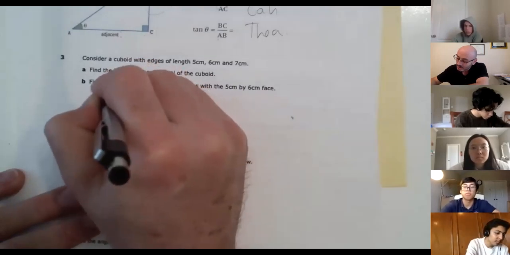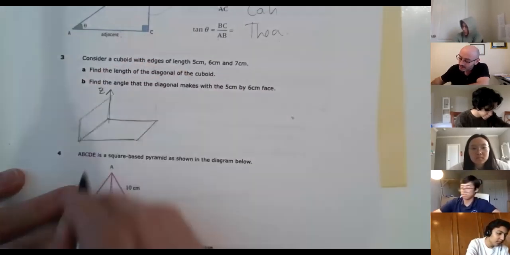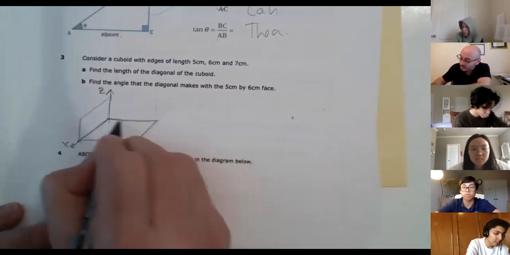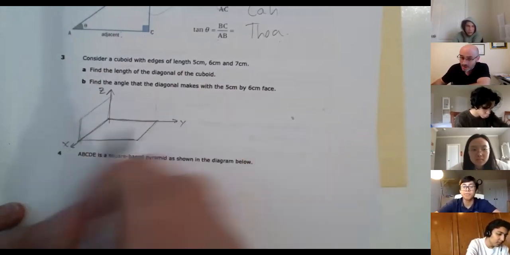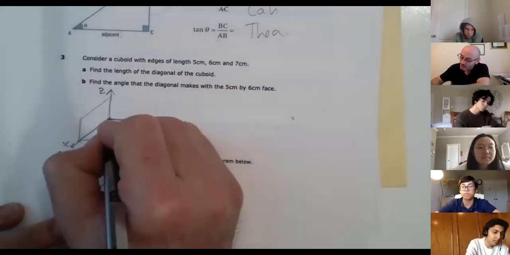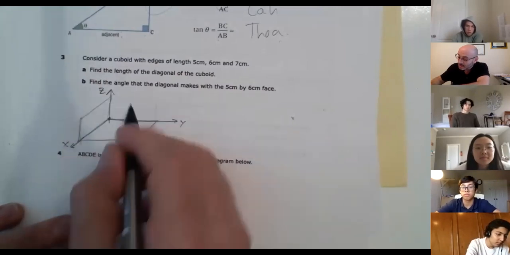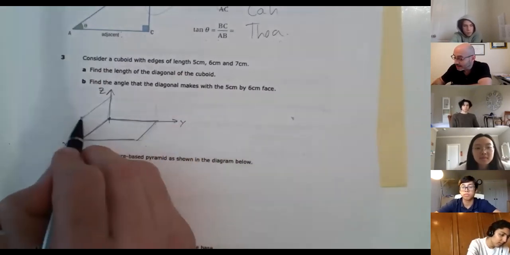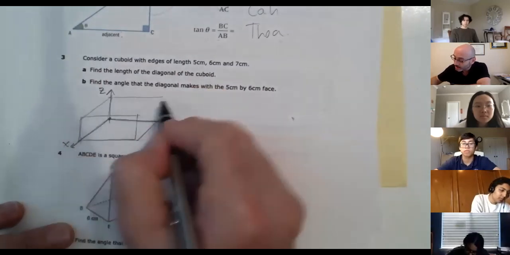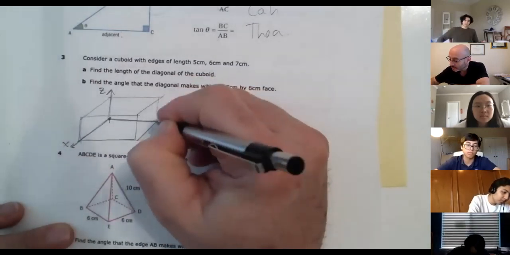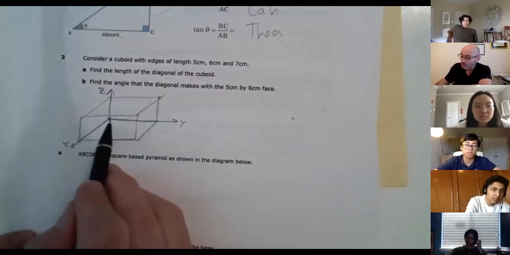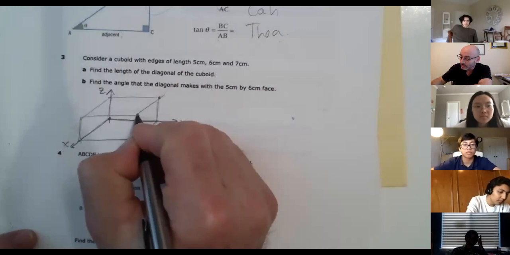I want to put here the Z axis. Here I want to put the X axis, and I want this to be my Y axis. Okay, so basically I'm putting the origin on this corner. So according to the problem, I need the diagonal, and the diagonal will go from the origin to this point.